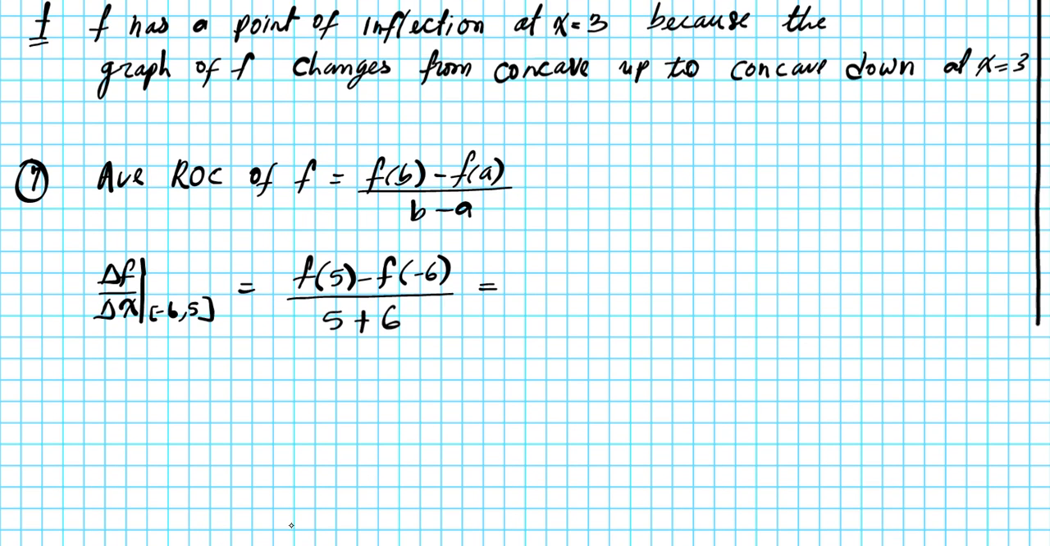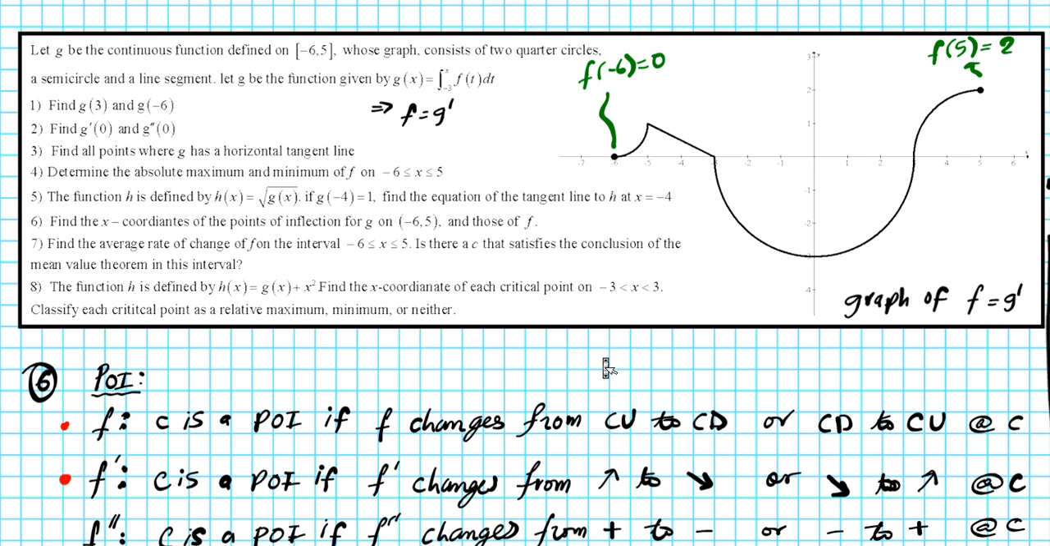Okay? So let's apply that here. F of 5, we determined it was 2, minus f of -6, which was 0, divided by 5 plus 6, which is 11. So our final average rate of change is 2 over 11. Okay, so this is the slope of the secant line. Now the second part of question 7 asks: is there a C that satisfies the conclusion of the mean value theorem in this interval? Is there a C on the open interval from -6 to 5 that satisfies the conclusion?